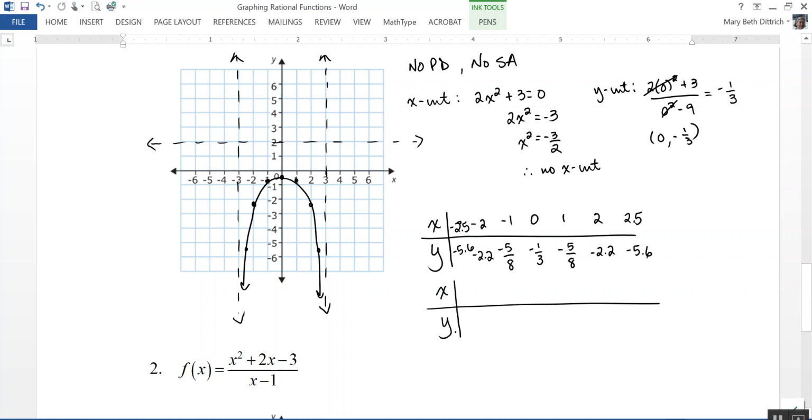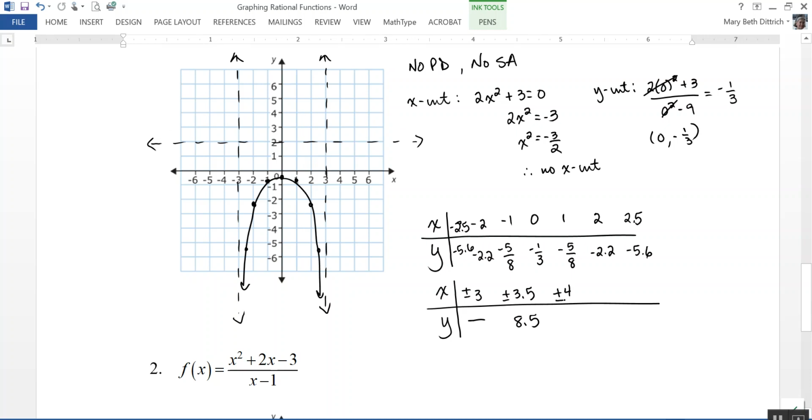I don't think I gave myself enough space here. So I know that when x is positive or negative 3, it's undefined. So let's go ahead and try a positive and negative 3.5, because I have a feeling we're going to have some symmetry here, that I'm going to have something going on here and something going on up here. When I do that, I get 8.5, which is not going to fit on my graph, but that's okay.